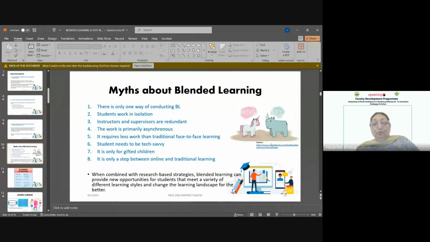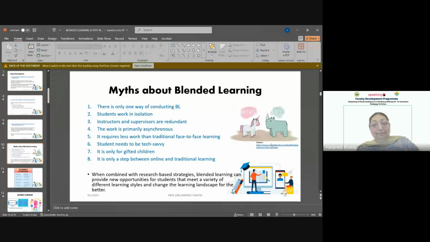Another myth is that students, because they are working online, are working in isolation. Again, that's not true, because it's not distance learning. It is blended learning, and the students do interact with their peer groups, and they do interact with the mentor and the guide. So they are not working in isolation.